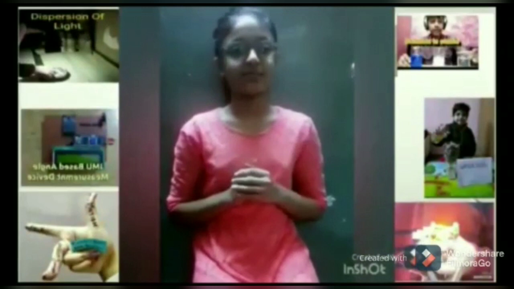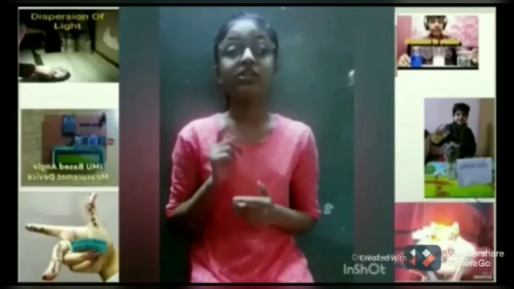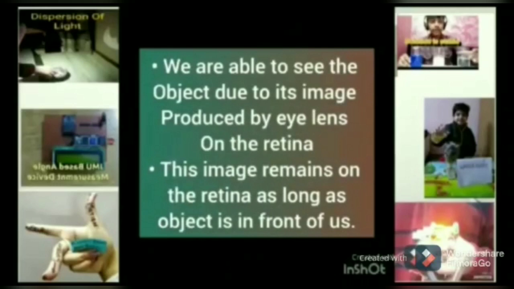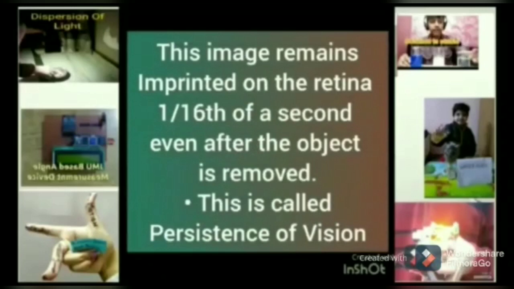Now Anshupriya from class 8B is going to show an activity which is based on the phenomenon of persistence of vision. We are able to see the object due to its image produced by the eyelids on the retina. This image remains on the retina as long as the object is in front of us. This image remains imprinted on the retina 1/6 of a second even after the object is removed. This is called persistence of vision.